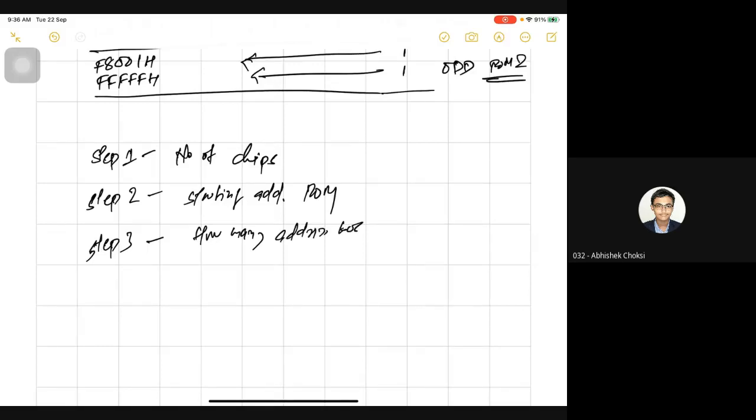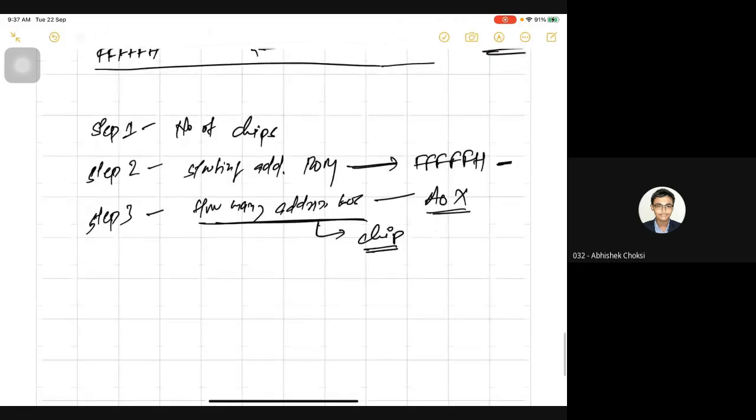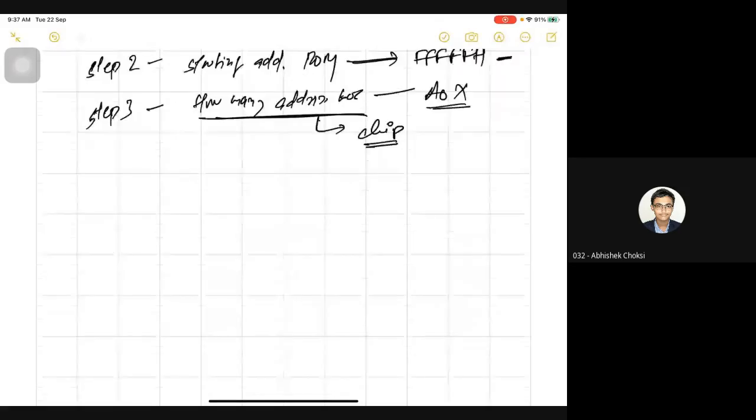Now, what are the things that you need to take care of? You can't consider A0; here you need to take A1 onwards. For the starting address of ROM, you need to take FFFFFH minus the size of the total ROM. While calculating the number of address buses, you need to select the chip size, not the total size, because you are going to give the signals to the chip, not to the full size. And then you need to make the memory map. Step 4 is the memory map.